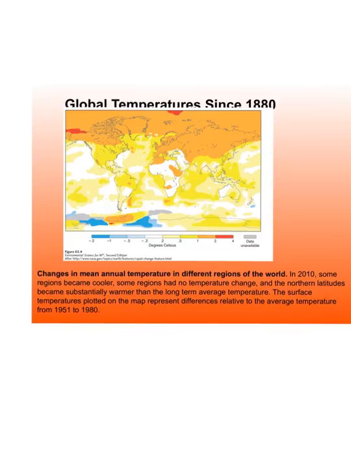In 2010, some regions became cooler, some regions had no temperature change, and the northern latitudes became substantially warmer than the long-term average temperature. So you need to see this right here, that the Antarctic has actually gotten a bit cooler, right? It's actually gotten a bit cooler in some spots. You need to know this too, that the ice sheet in Antarctica has actually grown in area.